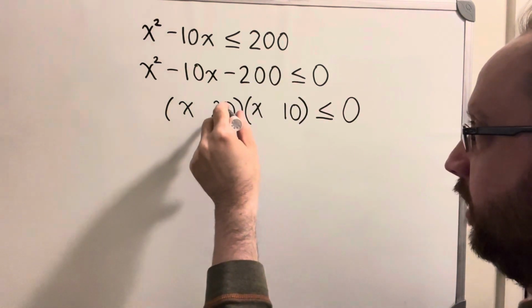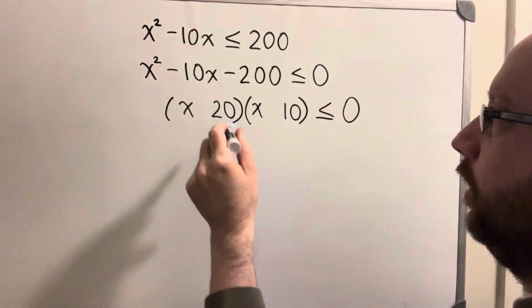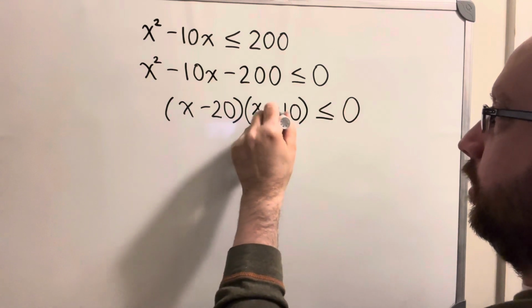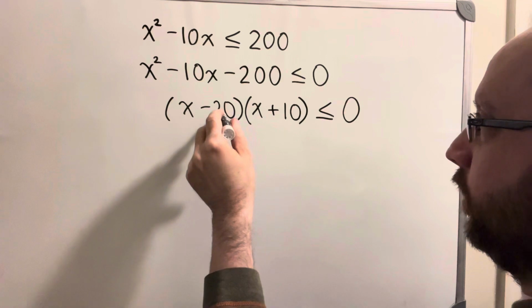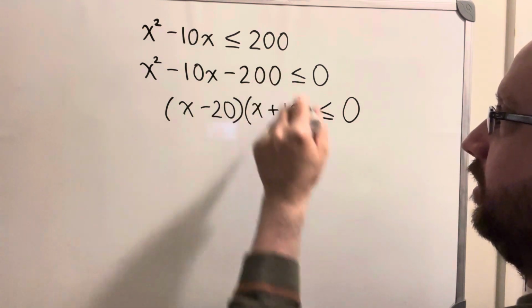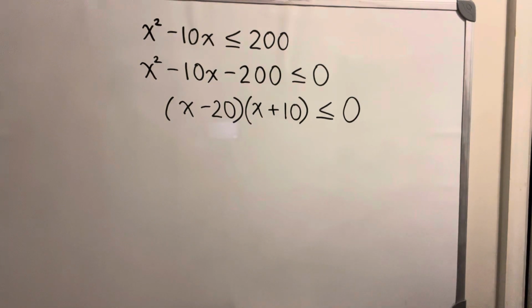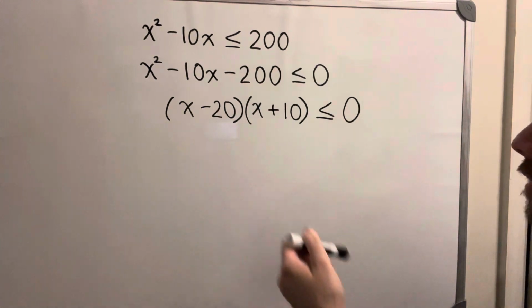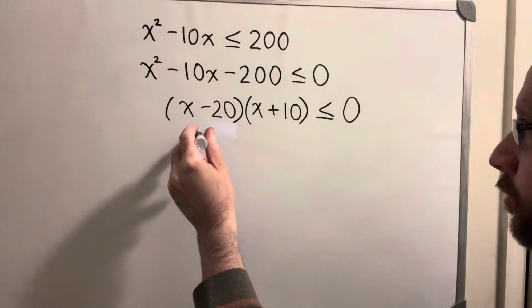Which one of these do we make negative? And which one do we make positive to add up to negative 10? Negative 20 plus 10 is negative 10, and negative 20 times positive 10 is negative 200. And for this product to be negative, one of these has to be positive and the other negative. So let's think about this for a minute. One of these will probably be impossible and one of them will work out.